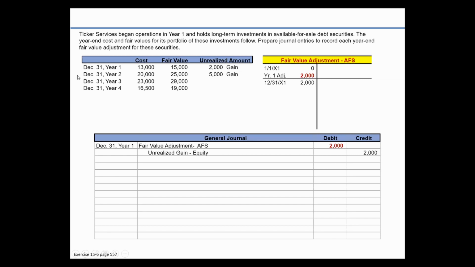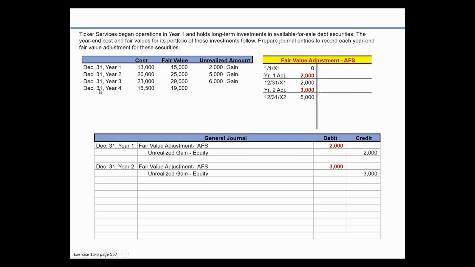Now in year 2, we see that the cost of them was $20,000. They had a fair value of $25,000, so we had a $5,000 gain. So we see that here. So the amount of adjustment that we need to make, there was already a $2,000 in there. Now we want it to be $5,000, so we need to add $3,000 to it. So the adjustment that we're going to make is for $3,000. And so we have a fair value adjustment AFS debit for $3,000, credit to unrealized gain equity for $3,000.